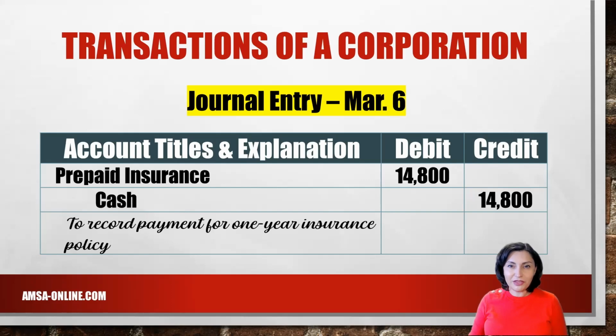On March 6, the company paid $14,800 cash for a one-year insurance policy. This transaction is recorded as a debit or increase in the prepaid insurance account of $14,800 and a credit or decrease in cash for the same amount. Prepaid insurance is an asset account. It is increased by debit and decreased by credit. To learn more about prepaid insurance, watch the video Adjustment for Prepaid Insurance.